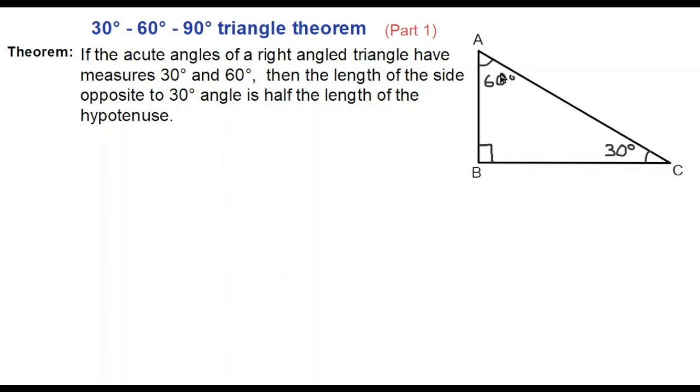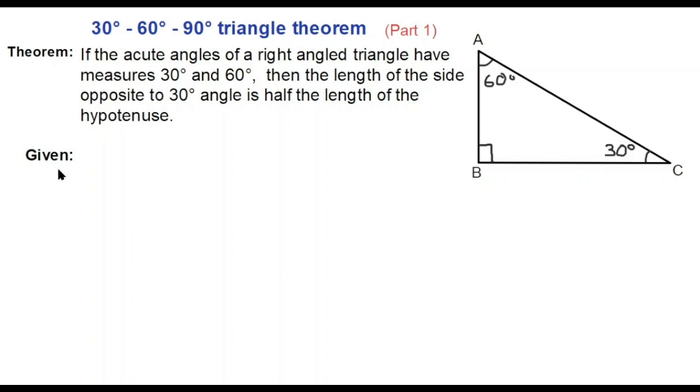Now I will explain this. Just now we have seen what is a 30 60 90 triangle. Here triangle ABC is a 30 60 90 triangle. So this means that the side opposite to 30 degrees, that is this side AB, will have length half the length of the hypotenuse. The hypotenuse is this side. So this side AB will be half of this side AC. That we have to prove.